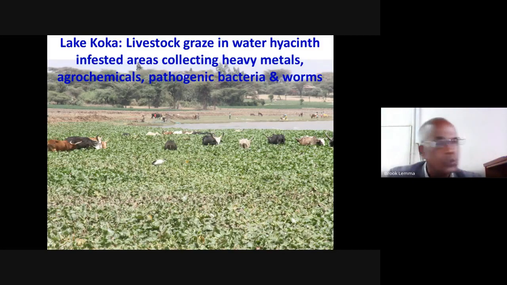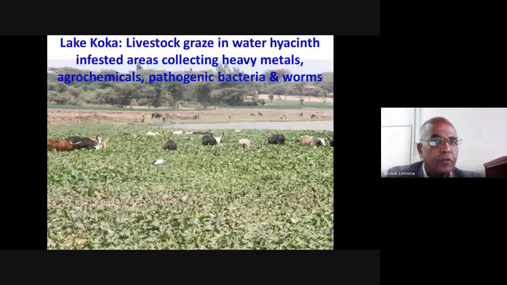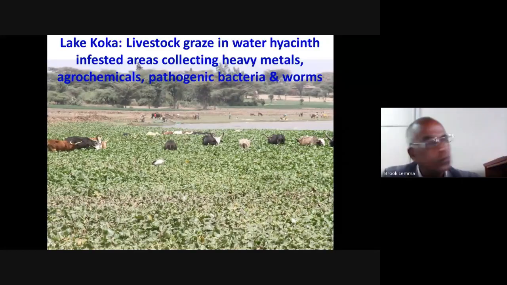Animals, cattle and so on, also go into the water hyacinths and try to find some succulent leaves or grazable material inside, and at the same time they collect infective agrochemicals, pathogenic bacteria, and worms, which eventually cascade in the food chain and come up to people. There are cases of animals dying because of the toxicity of cyanobacteria. Heavy metals have been reported repeatedly from Lake Oka.